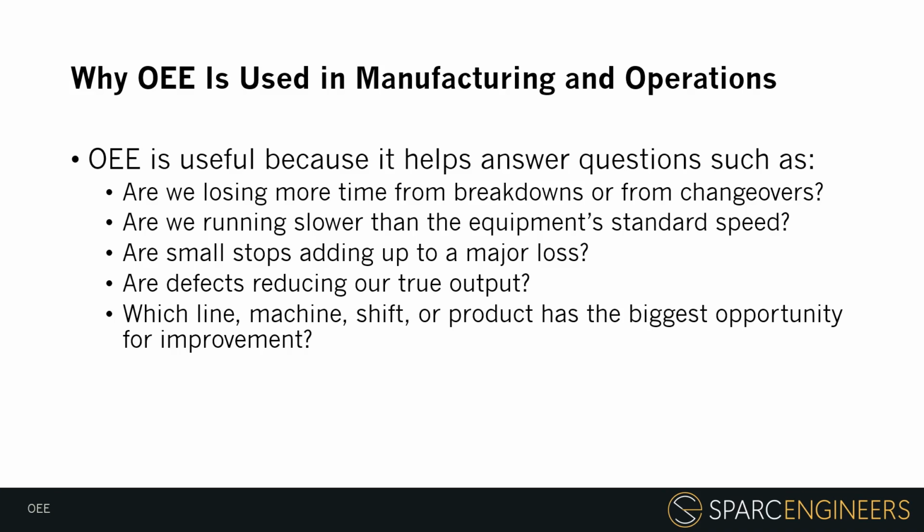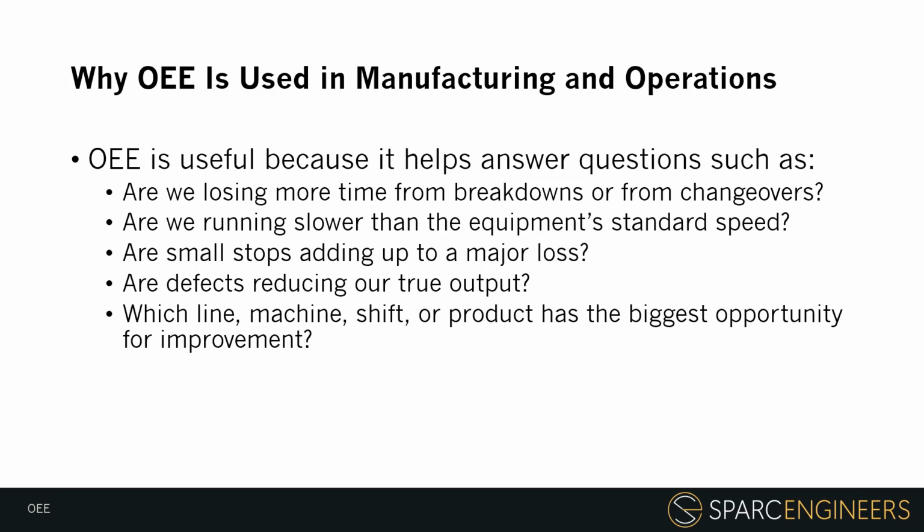The third question is, are small stops adding up to a major loss? This is especially important because minor stops are often normalized. Operators may clear a jam, reset a sensor, or restart a machine many times during a shift. Each event may seem small, but the total impact can be large.